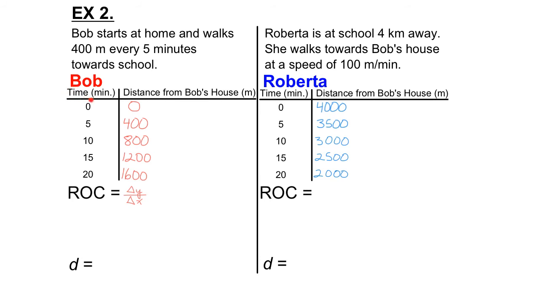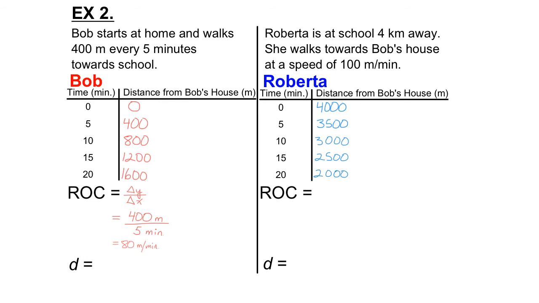In our table of values, x is on the left, y is on the right. Independent variable, dependent variable. So for Bob, his distance changes 400 meters every 5 minutes. So that's rise over run. Change in y is 400 meters. Change in x is 5 minutes. And now I can just do my calculation. 400 divided by 5, that's 80 meters per minute. So Bob is walking at a speed of 80 meters per minute. That's his rate of change.